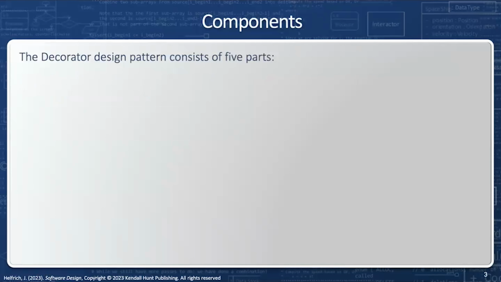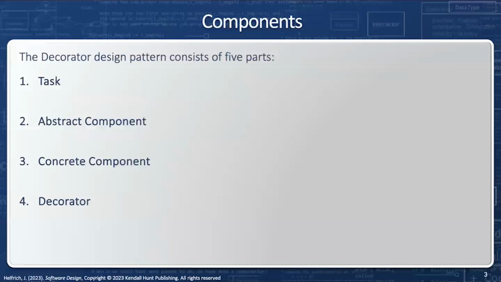So the decorator design pattern has 5 parts. The first part is a task that we're trying to accomplish. The second is the abstract component. The third is a concrete component. The fourth is a decorator. And the fifth is the concrete decorator. Now, the task is that which the client wishes to execute.